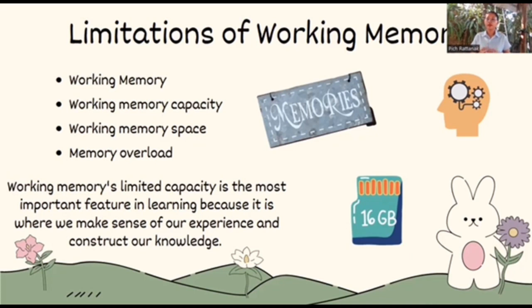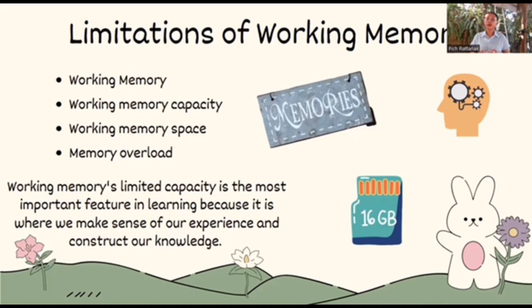For example, our brain is just like our smartphone. It also provides a limited space for storing data. If your smartphone storage is only 16 gigabytes, you can only use it up to that extent. Another related keyword is memory overload. When we overuse the limited capacity, it becomes memory overload, meaning that you cannot store that information anymore.